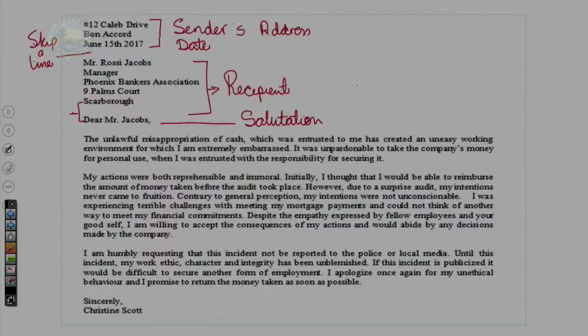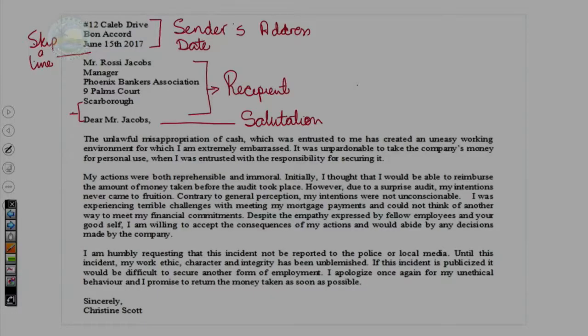Initially, I thought I would be able to reimburse the amount of money taken before the audit took place. However, due to a surprise audit, my intentions never came to fruition. Contrary to general perception, my intentions were not unconscionable. I was experiencing terrible challenges with meeting my mortgage payments and could not think of another way to meet my financial commitments.